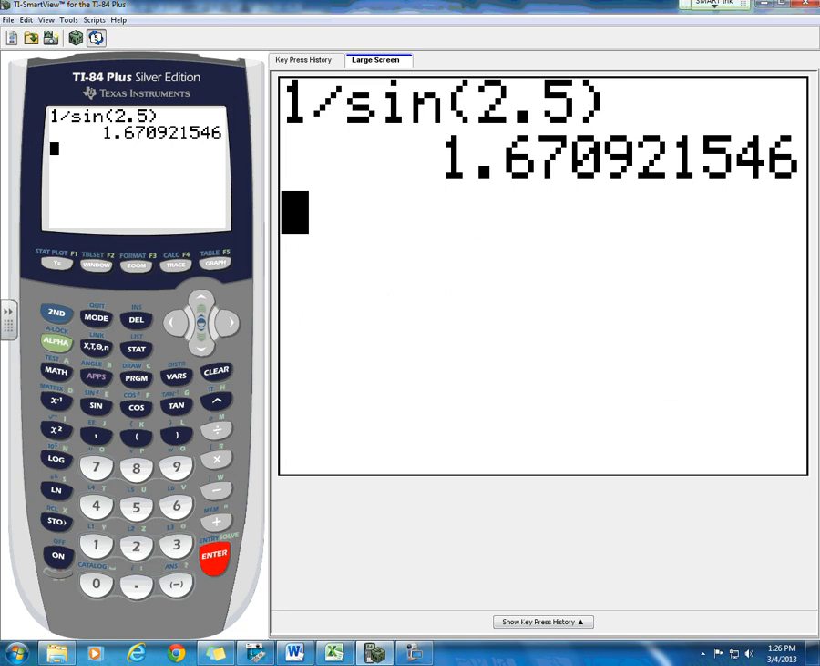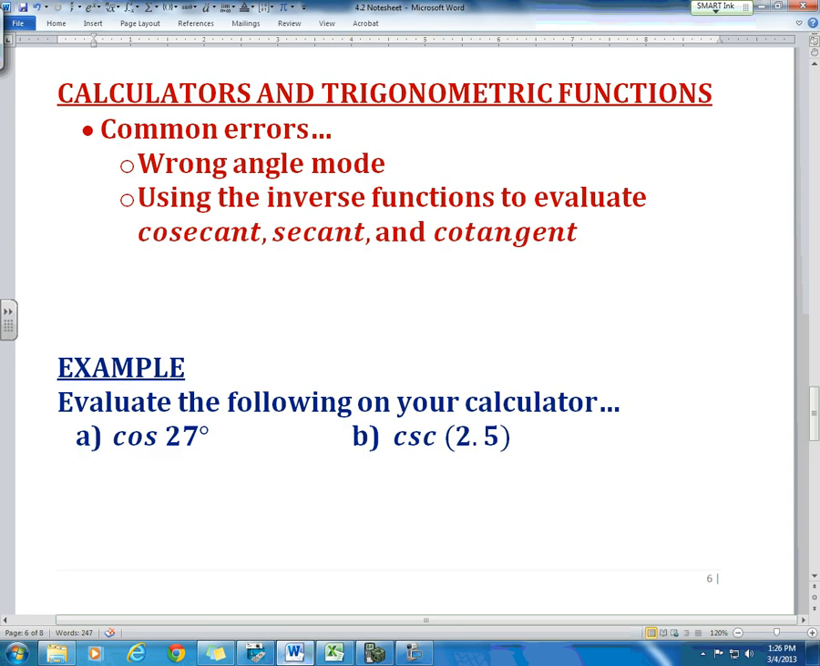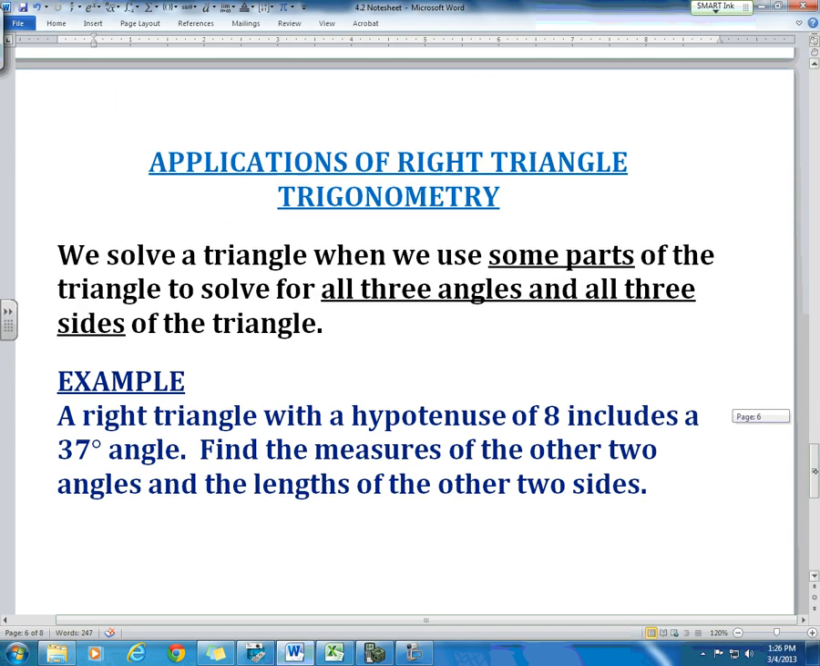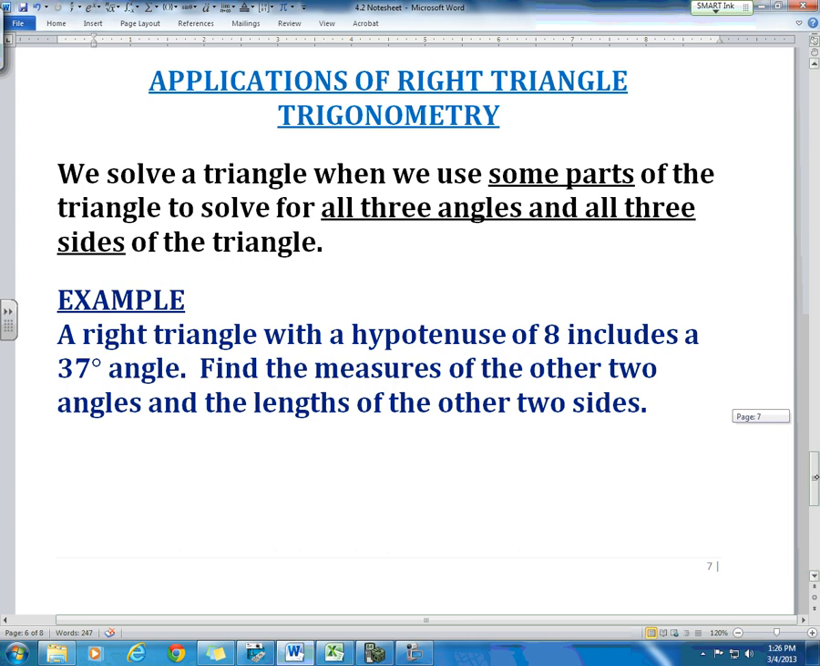All right, we have one more little section to do here, and it has to do with some applications. So word problems. We solve a triangle when we use some parts of the triangle to solve for all 3 angles and all 3 sides. A triangle is completely solved if you know all 3 angles and all 3 sides. So some of our problems will be, please solve the triangle. Other problems may be, given a scenario, you just have to find the height of a tree or something like that.